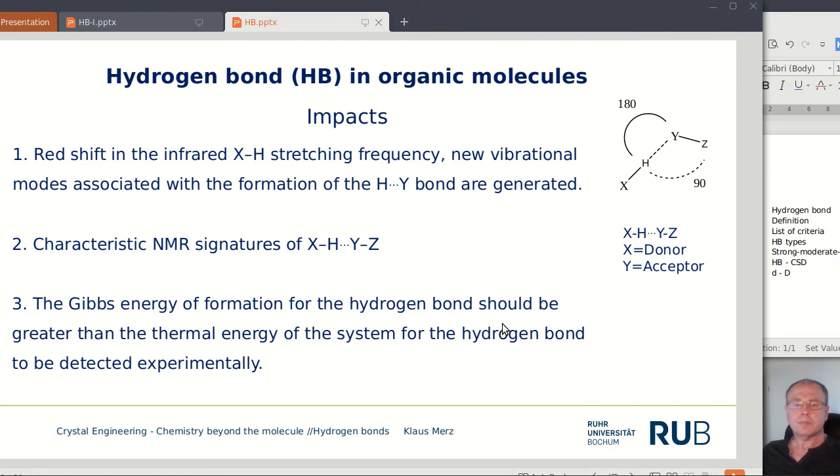And this has an impact on the energy. The Gibbs energy of formation of a hydrogen bond should be greater than the thermal energy of the system for the hydrogen bond to be detected experimentally. Yes. There should be an effect on the Gibbs energy.